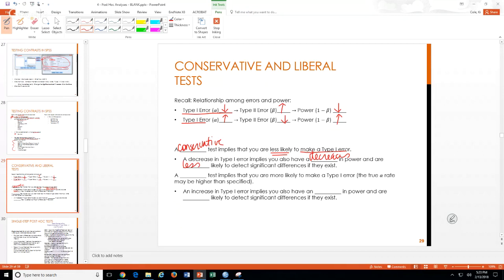But a more liberal test implies that you are more likely to make a type 1 error. The true alpha might be higher than what you specified. But an increase in a type 1 error rate also does what to your power? Increases your power, and so you are more likely to detect the differences if they exist. So by the way that these different tests control the type 1 error rate, they may be more or less conservative or liberal.